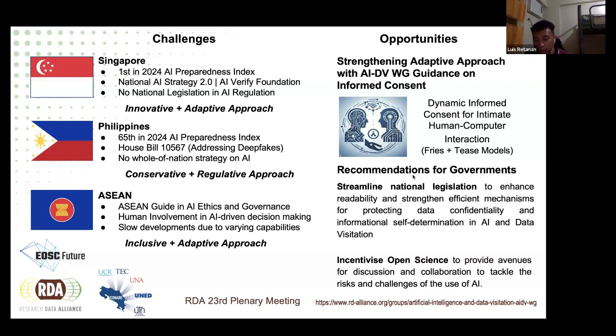In conclusion, our recommendations on informed consent support an adaptive strategy like Singapore's, and also help encourage innovative thinking in uncertain environments such as the Philippines. Ultimately, these recommendations for governments help strengthen human-centered AI governance within regional blocs such as ASEAN. That is all for my presentation. Thank you very much for listening.